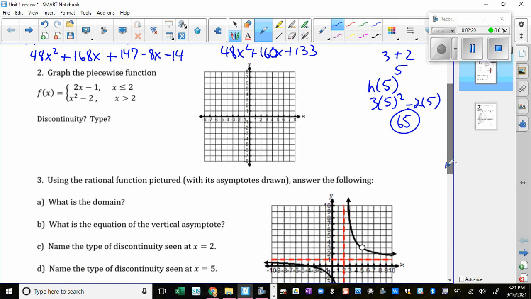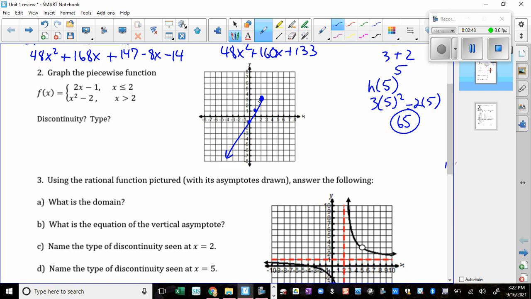Let's see. Graph this piecewise function. So 2x minus 1 for everything less than or equal to 2. So 2x minus 1 starts here, goes up 2 over 1 to there, less than or equal to 2. So it stops right there, and it's an equal bar. So I'm going to draw that from here back, and here's where it starts.